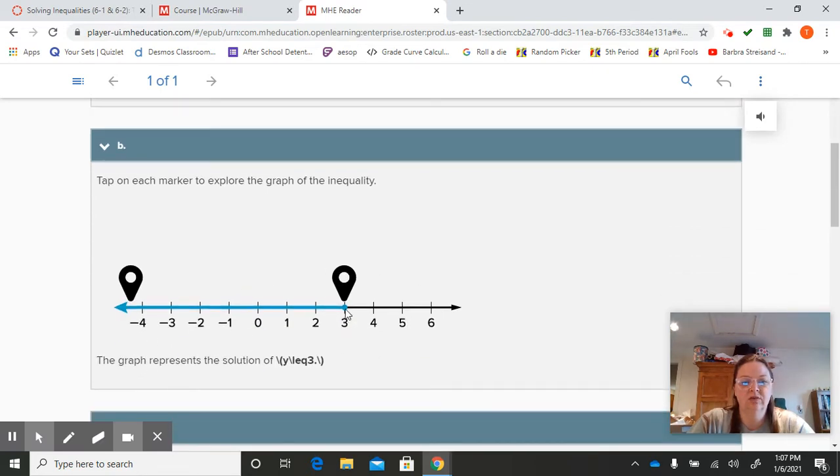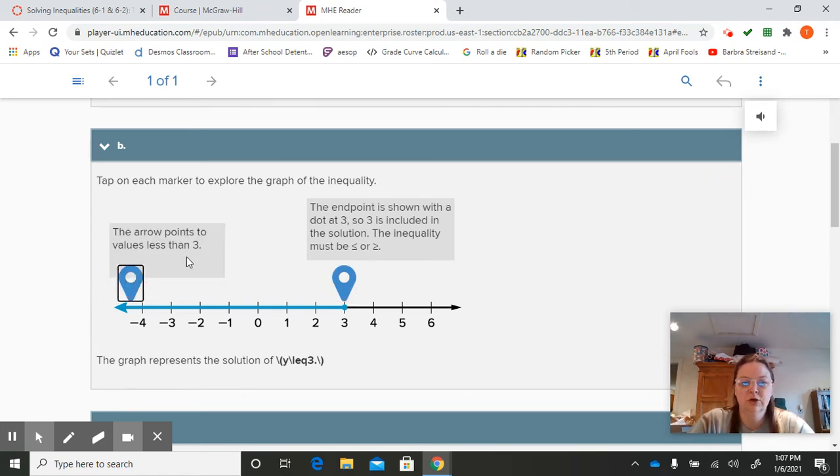This one, we have a solid dot at 3, and everything is highlighted to the left. Because it's a solid dot, we know that it's less than or equal to or greater than or equal to. And because everything is to the left, we know that we want all the values smaller than 3. So we're looking at y less than or equal to 3.